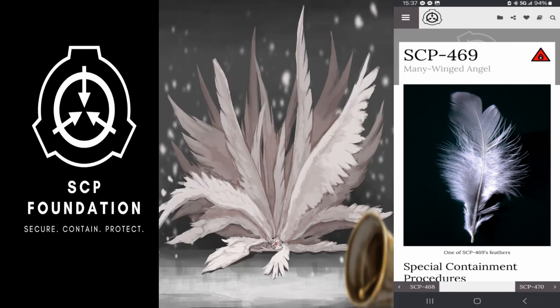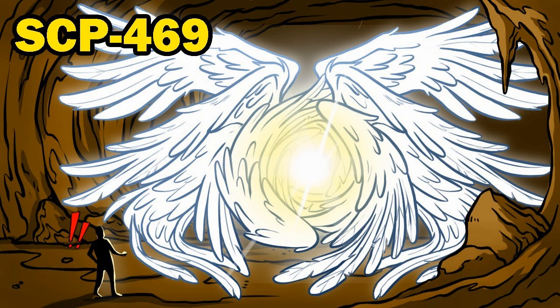SCP-469, the Many-Winged Angel. At first glance, SCP-469 appears to be a gargantuan pile of white feathers measuring 8.884 meters in diameter, weighing several tons. On closer inspection, however, the subject is actually a vast array of enormous white avian wings, tightly curled up into a dense mass. Each wing varies in size and span, ranging from a few centimeters to several meters, but all are covered with glossy white feathers, with obviously the entity in the middle.